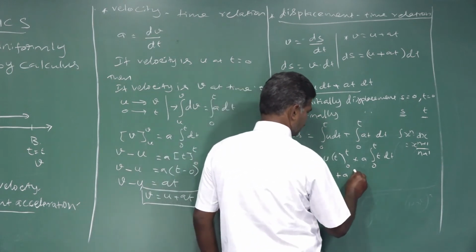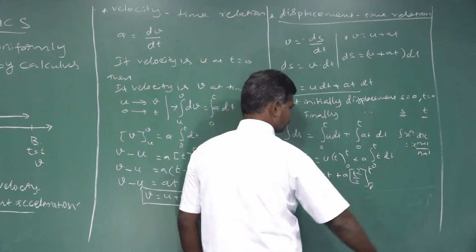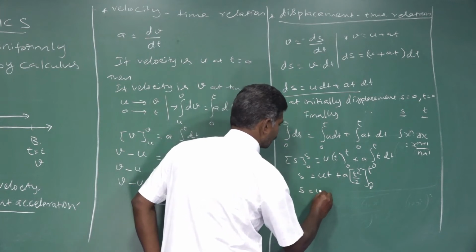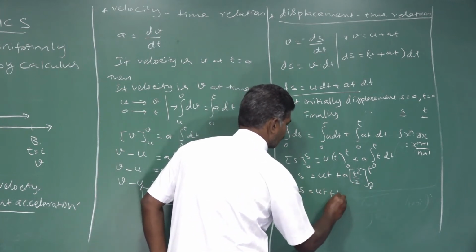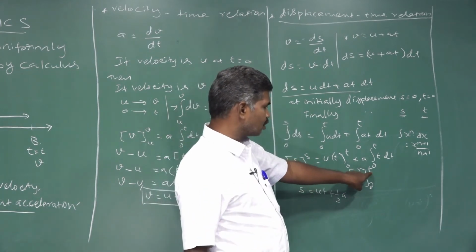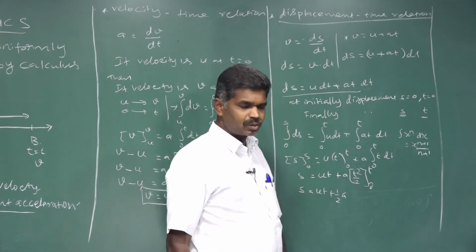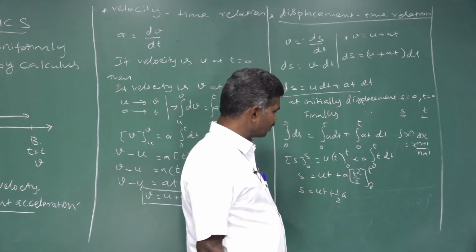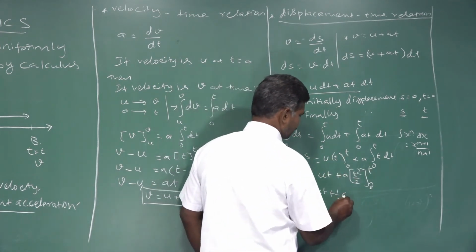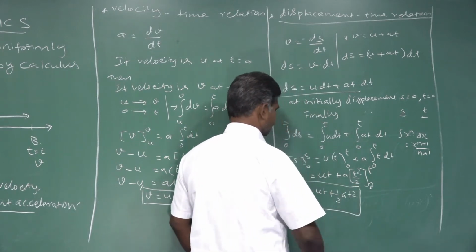For that we will get a t squared by 2, with limitation 0 to t. Then if you substitute, you will get s is equal to ut plus a times: first the upper limitation, which is t, so t squared. Then the lower limitation is 0. If you substitute that lower limitation, it becomes 0 itself. That's why s is equal to ut plus half a t squared.